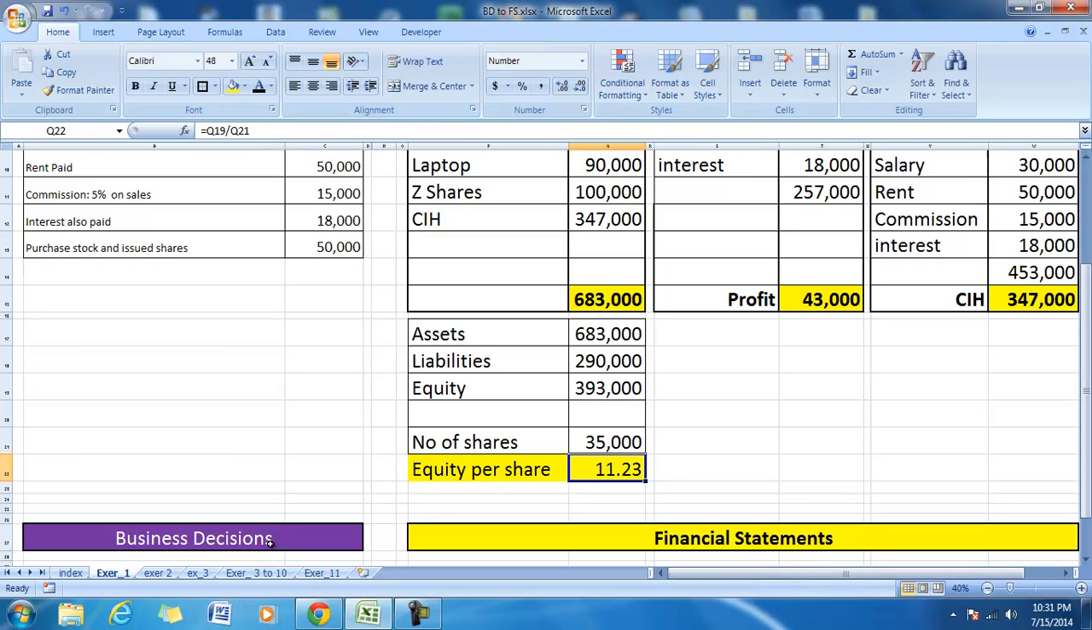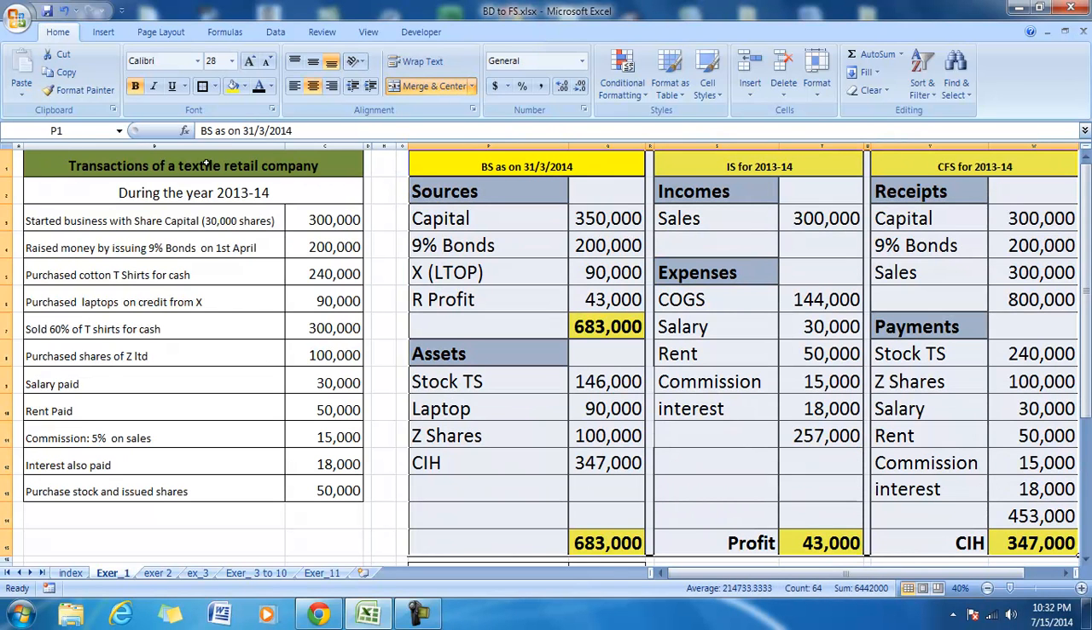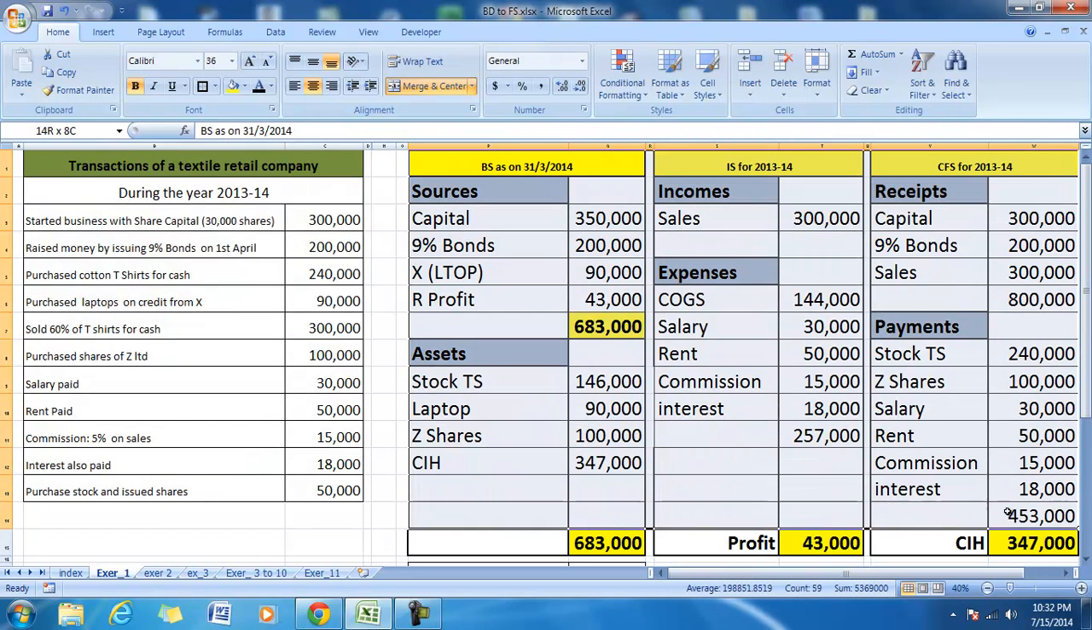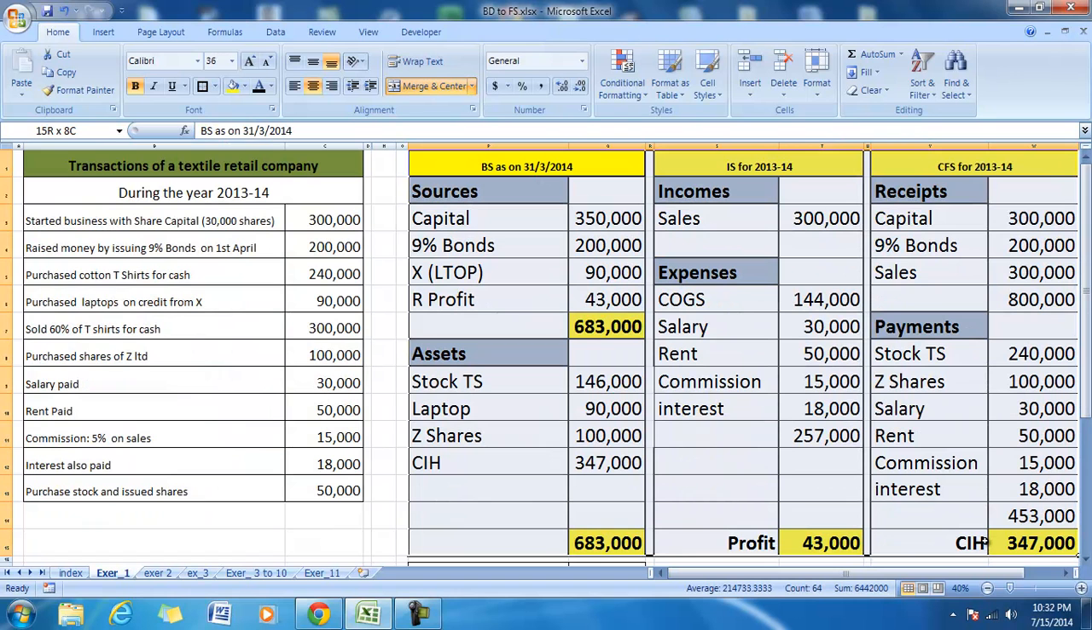So if a set of transactions are given or business decisions are given, it is possible and necessary to convert those decisions into financial statements. These decisions cannot be seen by the shareholders. Managements take this decision, but the management is under obligation to share with the shareholders about the implications of these transactions, and that is the financial statement. So financial accounting is a process of converting these decisions into financial statements.